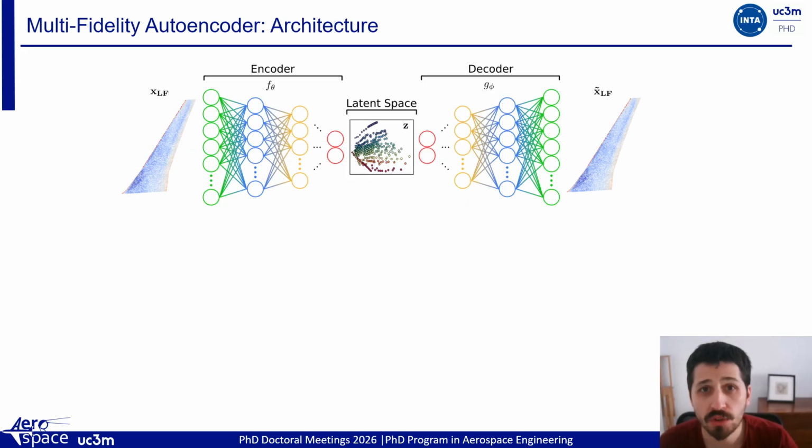Here you can see the autoencoder architecture. Our model is designed to be trained in two different phases. In the first phase, we train the autoencoder using only the low fidelity dataset. The idea of this pre-training step is to leverage the large amount of low fidelity data to build a coherent, well-organized latent space based on the wind pressure coefficient.